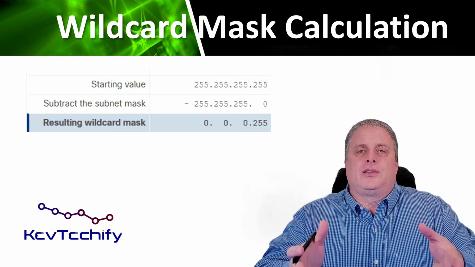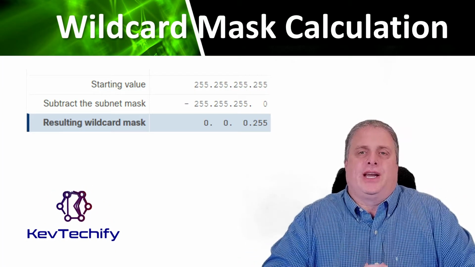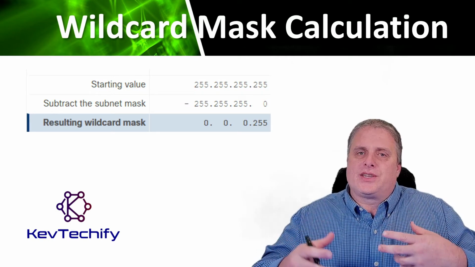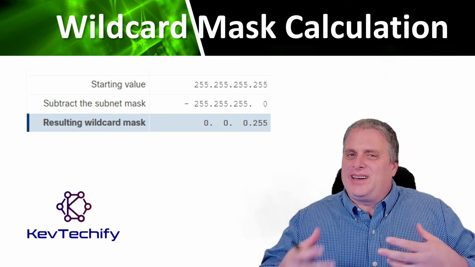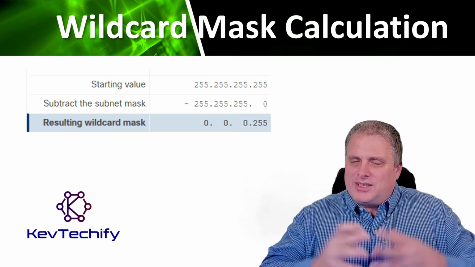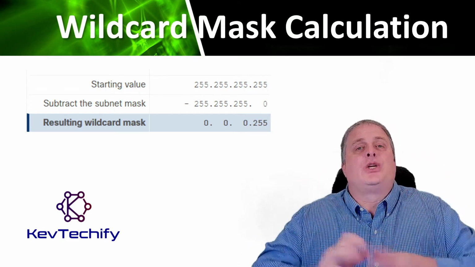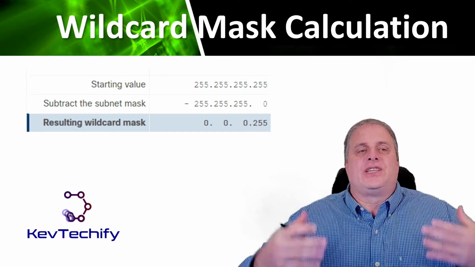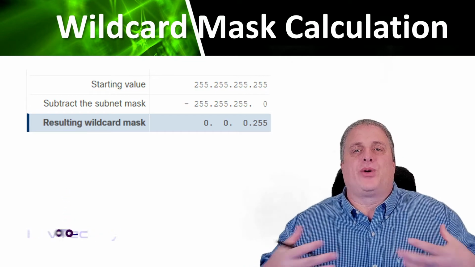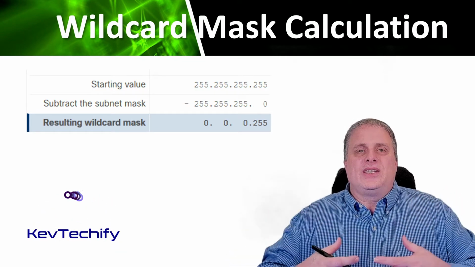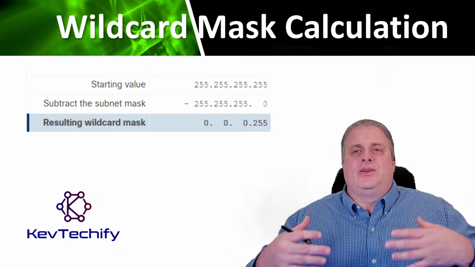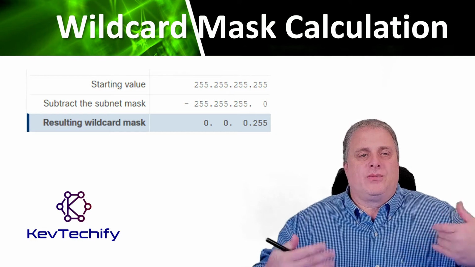Calculating wildcard masks, sometimes it can be a challenge. As you saw in the previous slides, looking at that binary, it can be challenging. Now, there is a shortcut method here that allows us to calculate that wildcard mask pretty easily. This method is used to subtract the subnet mask from 255.